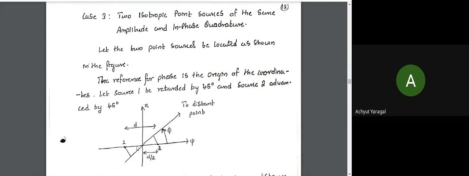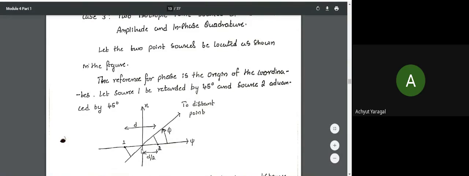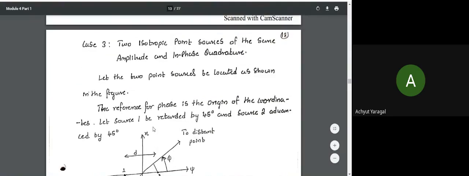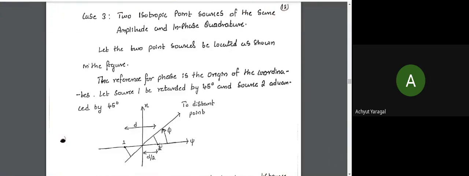The point source 1 and point source 2 are separated by distance d, placed symmetrically from the origin, that is equidistant, d by 2 and d by 2. The angle phi is measured counterclockwise, and we are trying to get the electric field for these 2 point sources, which have the same amplitude but are in phase quadrature, that is pi by 4. So that is what we are trying to understand here.